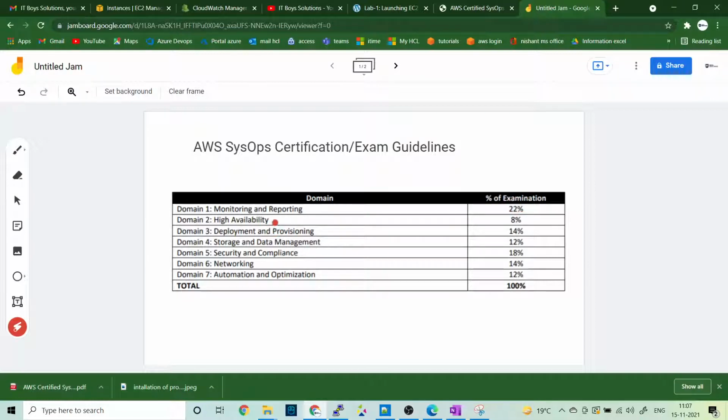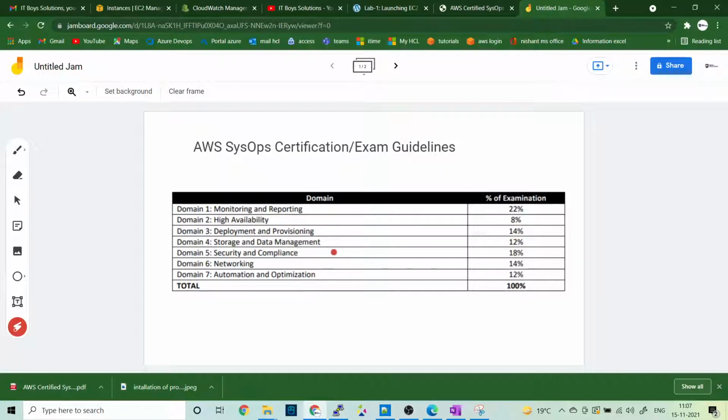The next domain will be high availability, like how you can scale up your instance immediately without any failure. Maybe you can use an auto scaling group and other services for that. And the third one is deployment and provisioning, how you are deploying your code onto your servers. That will cover 14% of your exam questions.